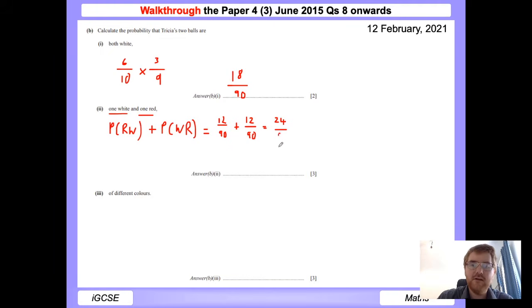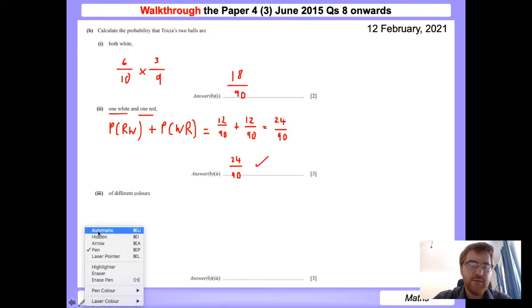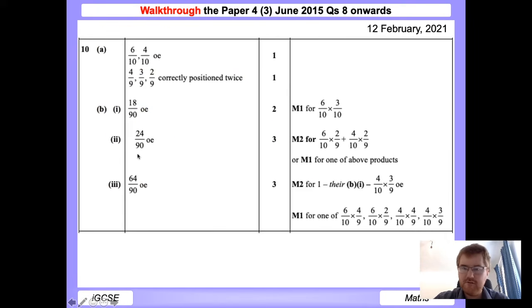Now I know with the mark scheme I can leave it like this. Kind of different to what they teach you in year 7, 8 and 9. You always simplify whenever you get the opportunity. Tree diagrams is one of the few exceptions to that. So we get 24 over 90. Biggest mistake made on this question is you don't take into account both ways round. So you need to do white red and red white. We show you the mark scheme here. Okay, so 24 over 90, fine.